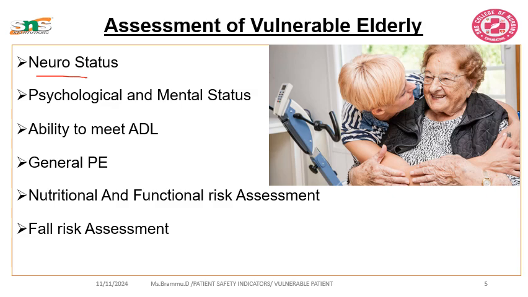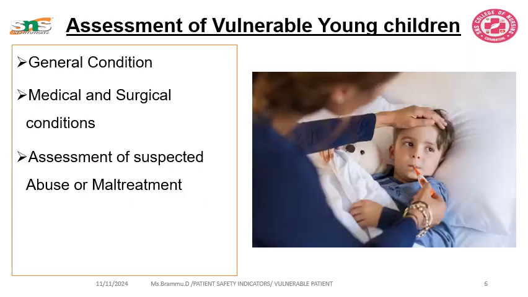Along with the neurological assessment, we also check the psychological status and their mental health, and whether the patient is able to do the activities of daily living on their own, how is their physical condition, that is general physical health, as well as we'll be screening for nutritional assessment as well as functional risk assessment, whether they are dependent, independent, or at the intermediate level. Fall risk assessment is also done for vulnerable patients at all the hospitals.